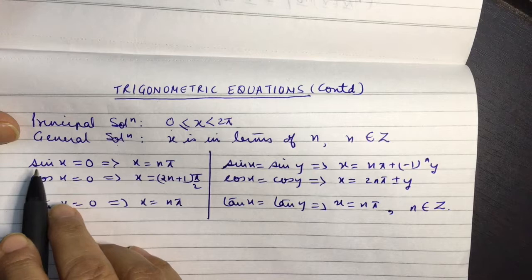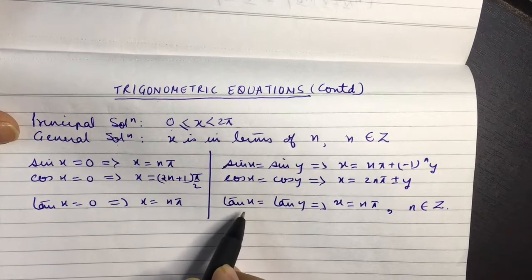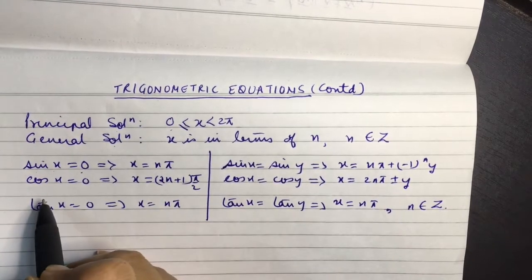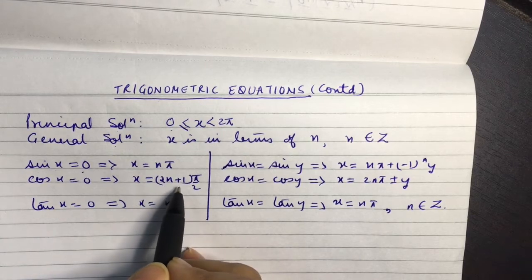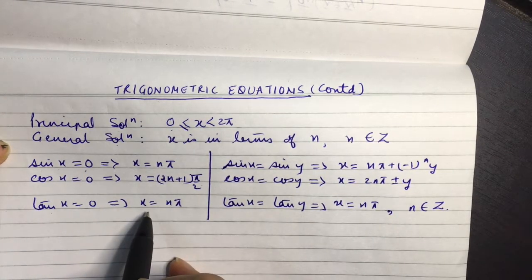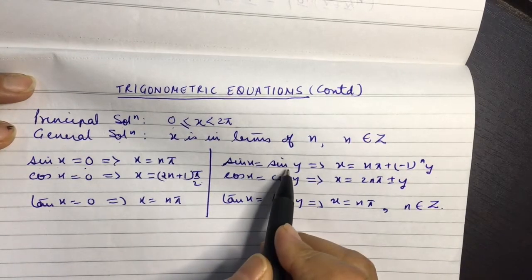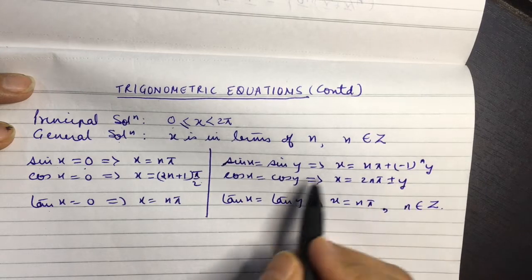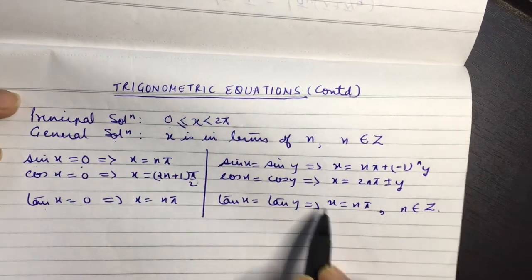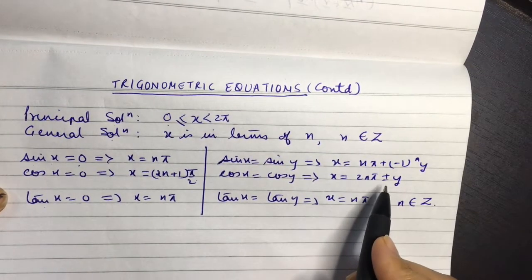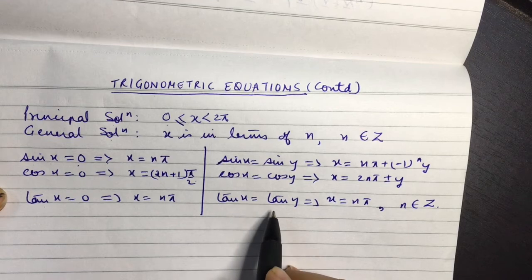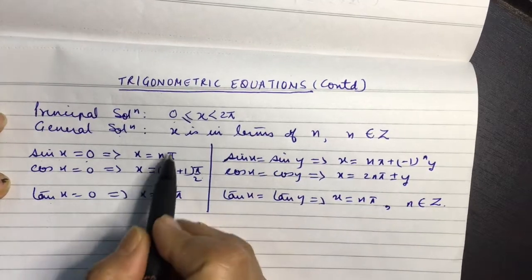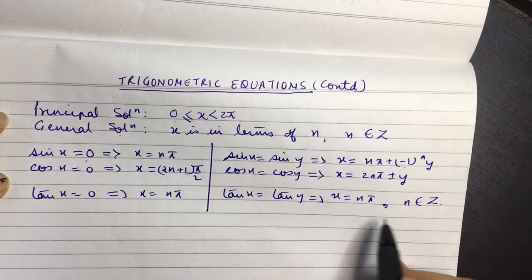In our previous video, we have already discussed 6 standard results. First is that when sin x equal to 0, the solution is x equal to n pi; cos x equal to 0, x equal to (2n plus 1) pi by 2; tan x equal to 0, we have x equal to n pi; sin x equal to sin y gives us x equal to n pi plus minus 1 raised to n y; cos x equal to cos y gives us x equal to 2n pi plus minus y; and tan x equal to tan y gives us x equal to n pi plus y, where n is an integer. Now all these 6 results are the general solutions.